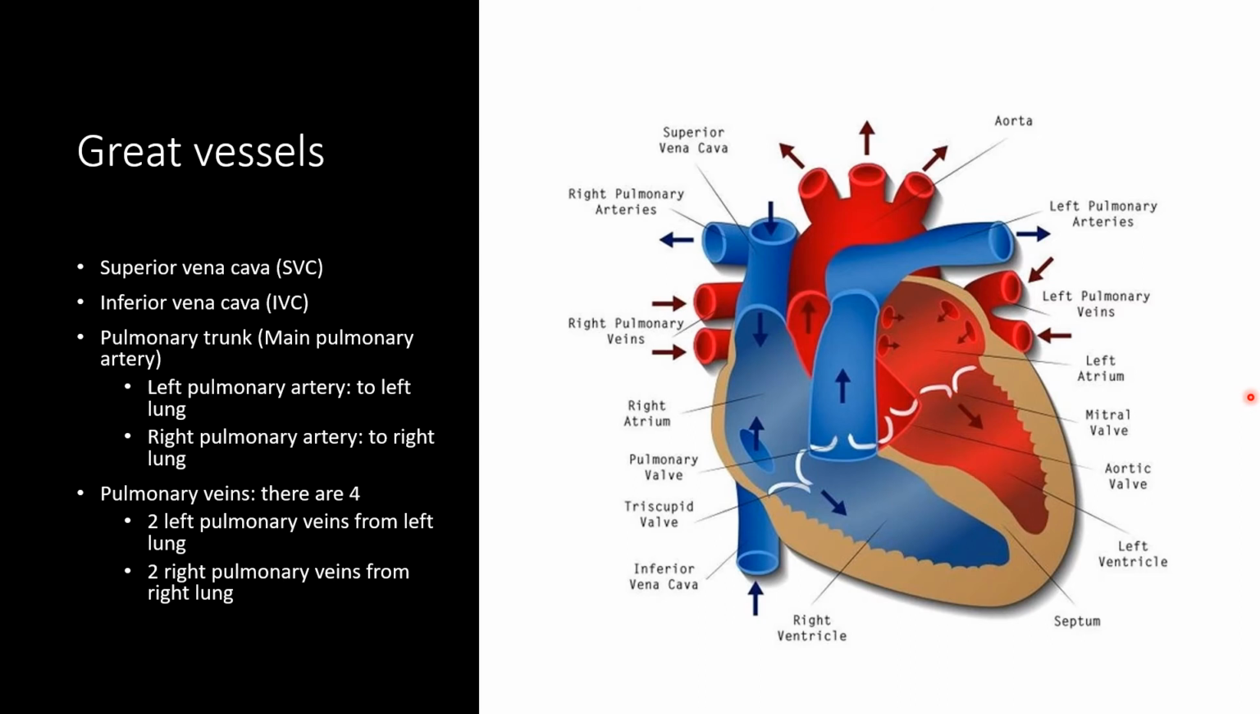You have 4 pulmonary veins: the 2 left pulmonary veins and 2 right pulmonary veins. And these bring oxygenated blood into the left atrium. And of course, last and definitely not least, the aorta. You have your ascending aorta, your aortic arch, and then your descending aorta.